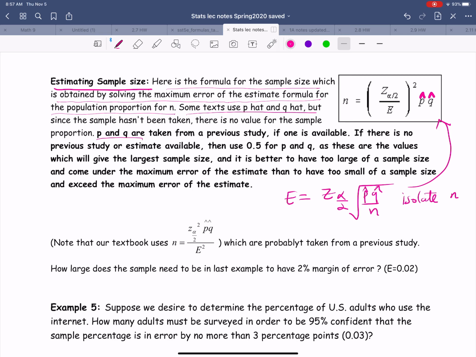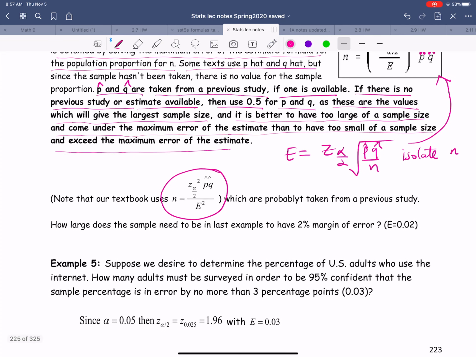P and Q, or P hat and Q hat, are taken from a previous study if one is available. If there's no previous study or estimate available, then use 0.5 for P and 0.5 for Q, as these are the values which will give the largest sample size. And it's better to have too large a sample size and come under the maximum error of estimate than to have too small a sample size and exceed the maximum error of estimate. Okay, so here's the formula we will be using to estimate the sample size.